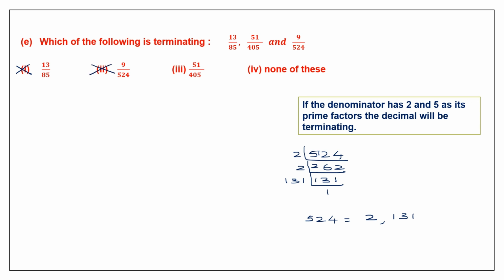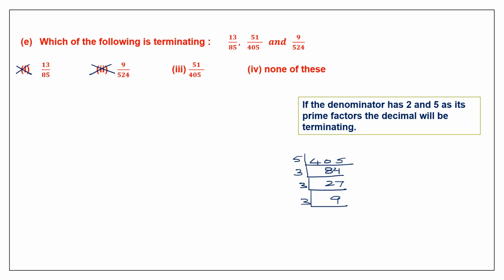Now let's take the next one. 51 by 405. The denominator is 405. Let's find the prime factors of 405. You can begin with 5. 5 eighths are 40, and then we have 1. Then here the next one is 81. We have 81 here, so we go on to 3. 3 2s are 6, 21. 3 7s are 21. We continue with 3. 3 9s are 27.